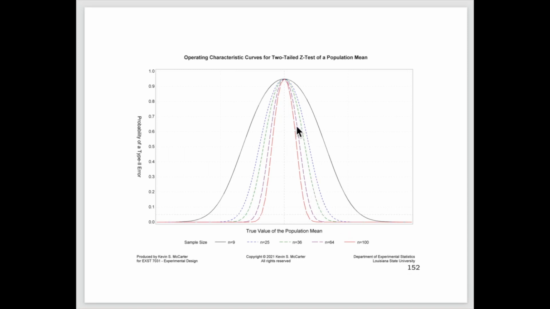And that should make sense. As we obtain larger and larger sample sizes, we're getting more and more information about the population that we're sampling from, and in particular, more and more information about the population mean. And so we should have more and more power for the test, and therefore there would be less of a chance of failing to reject that false null hypothesis.